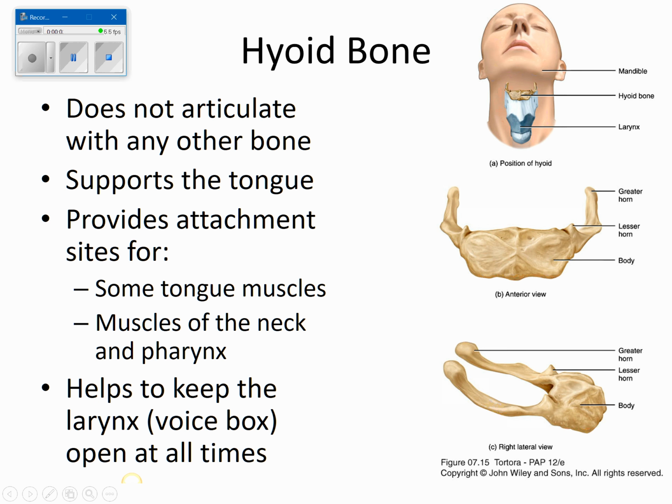Okay, the hyoid bone is actually located underneath the chin. It's what they call a U-shaped or horseshoe-shaped bone. It does not articulate with any other bone. It supports the tongue as its function. It provides attachment sites for some of the tongue muscles, muscles of the neck and the pharynx, and it helps to keep the larynx, the voice box, open at all times.